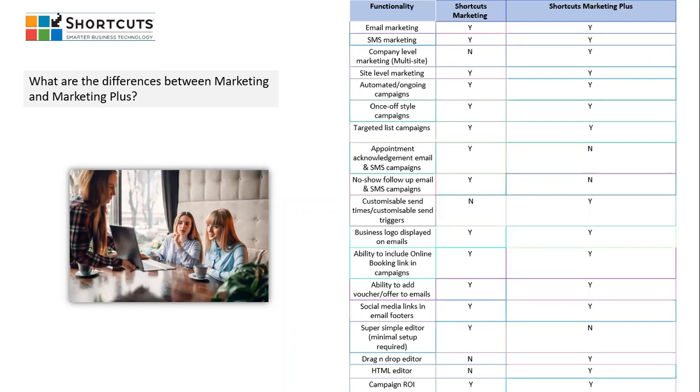Now, appointment acknowledgement, email and SMS campaigns. Currently, these work amazingly in Cloud Appointment Book. They're not in Marketing Plus. However, most of you will be using the Cloud Appointment Book. Just use them side by side as a powerful duo. So you don't need to cross them over into your Marketing Plus. Same with the no-show follow-up and SMS campaigns. It works perfectly in Cloud. We do not need to move it over to Marketing Plus. Let's keep Marketing Plus for our other ongoing campaigns and to really make those campaigns super duper customized.